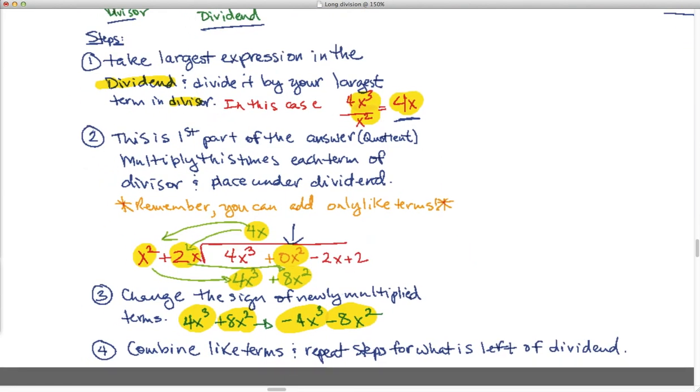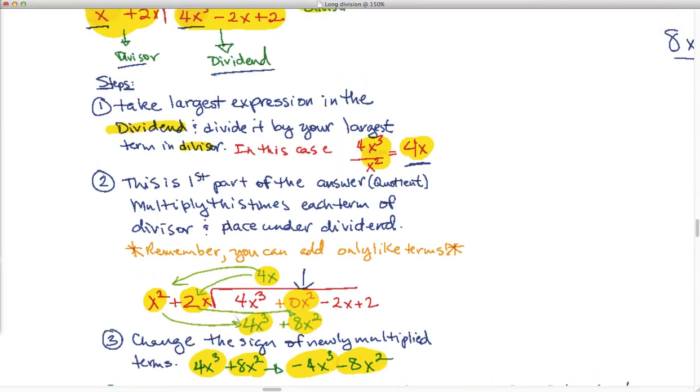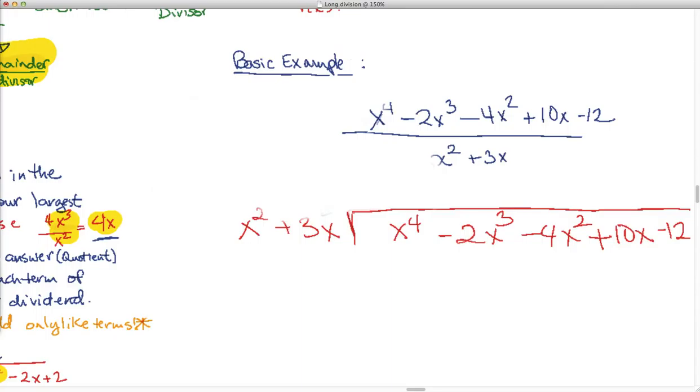And what you're going to do is take that term you just found and multiply it times all the expressions in your divisor. After you do that, you're going to change the signs of the multiplied terms, combine, and then combine your like terms. You're going to repeat that process over and over. Now let's look at this basic example to illustrate these steps. It's a lot clearer if you just see it in action.